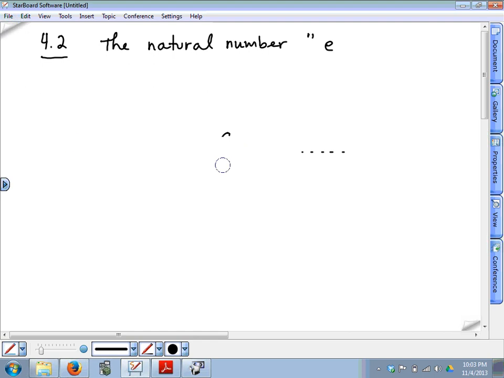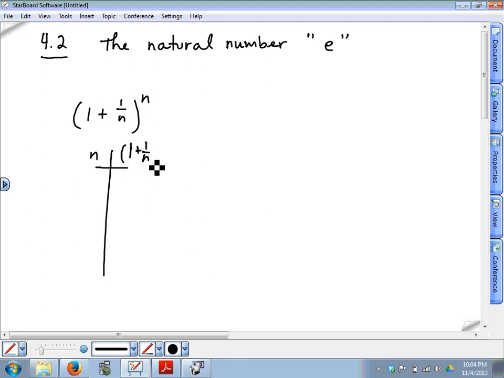Now where does e come from? So this expression right here, 1 plus 1 over n to the power of n. What we're going to do is make a table of values. If this column is n and this column over here is this expression 1 plus 1 over n to the power of n. Now a lot of this would require a calculator, so I just want you to write this down. Don't bother using a calculator to figure out what this actually is.